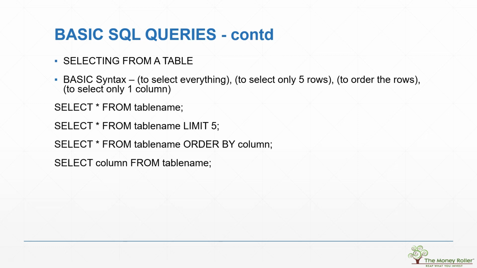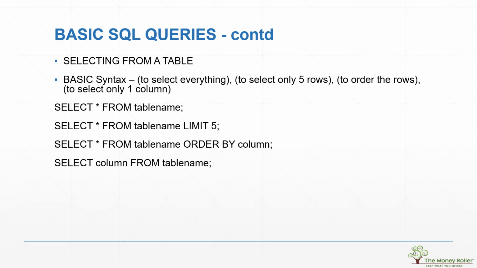Now select column from table name. This is instead of selecting star from table name, where you're selecting all columns and all rows, you're selecting a particular column from the table name. It means that let's say I want to print out all the email IDs from the table. So I'll do select email from contacts. That's how it is. So this is your select statement.